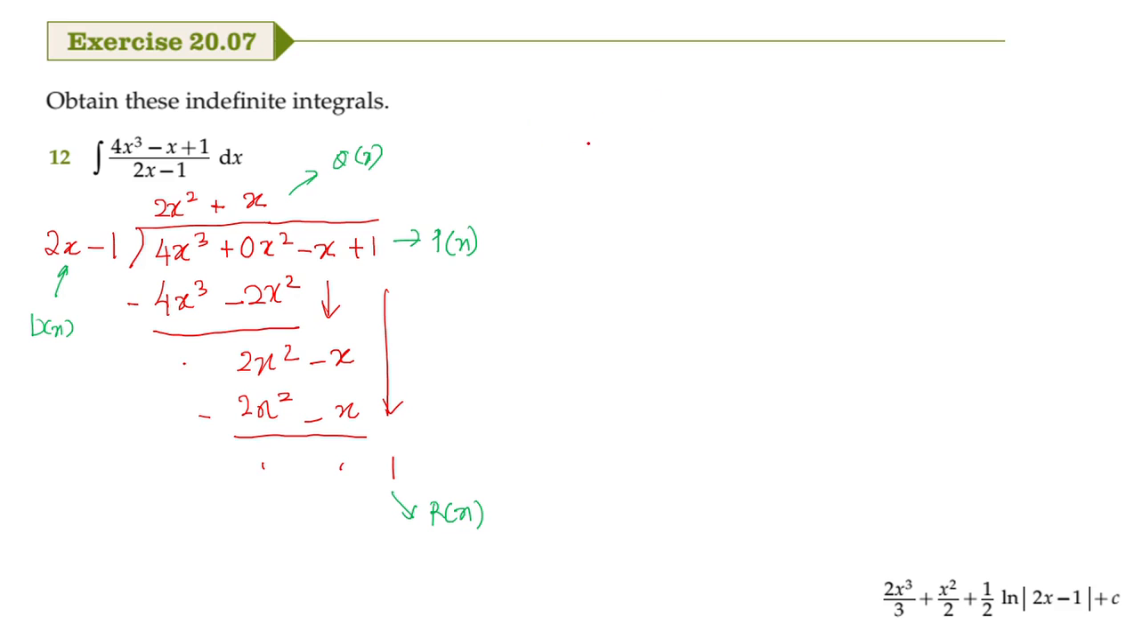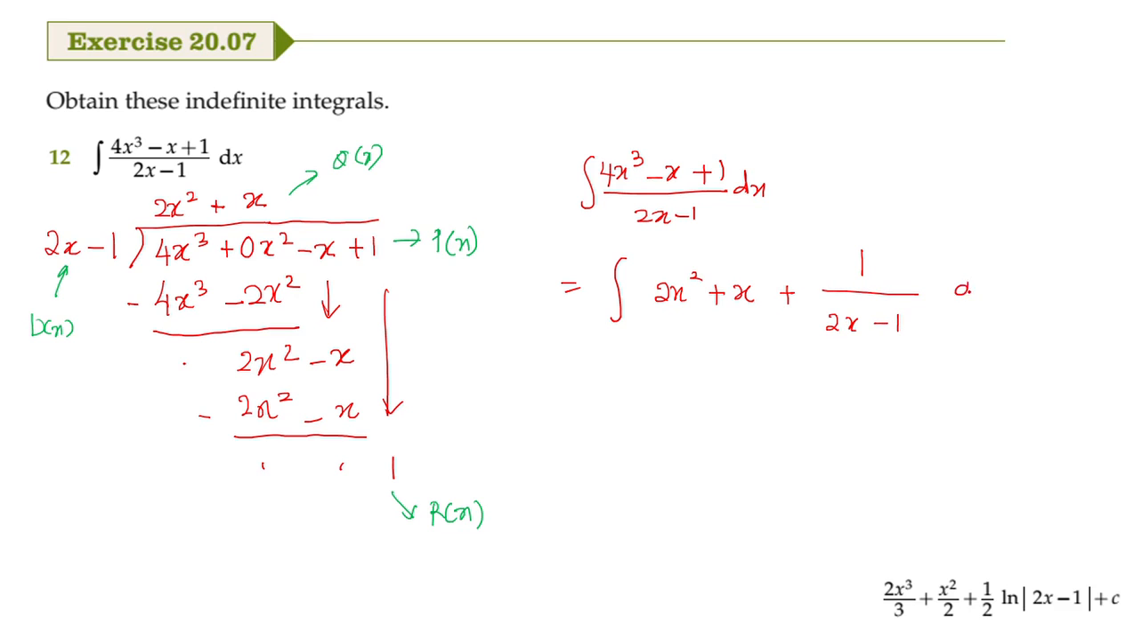So integrate of 4x cubed minus x plus 1 over 2x minus 1 dx is actually equal to integrate of quotient, which is 2x squared plus x plus 1, your remainder, divided by your divisor, 2x minus 1 dx. Okay. Now it's easy to integrate compared to the original question.